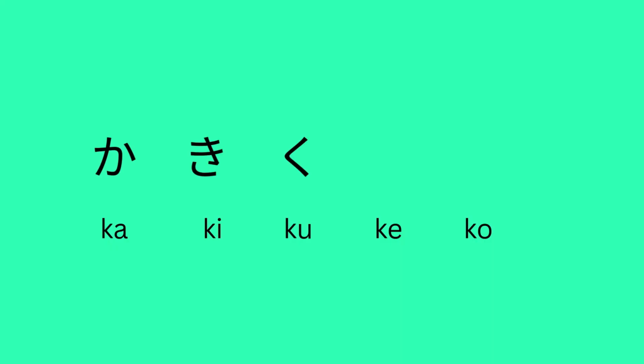Ko is the last character of the K row. This character has got 2 strokes. So let us see how we make the stroke. This is the first stroke. And the second stroke is this. This is Ko. Ka, Ki, Ku, Ke, Ko.